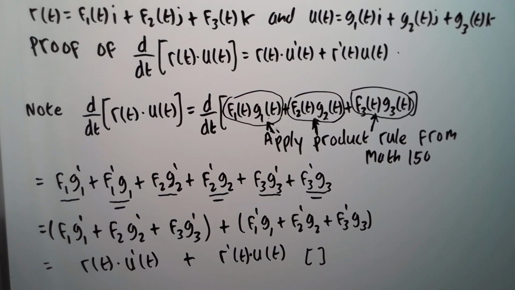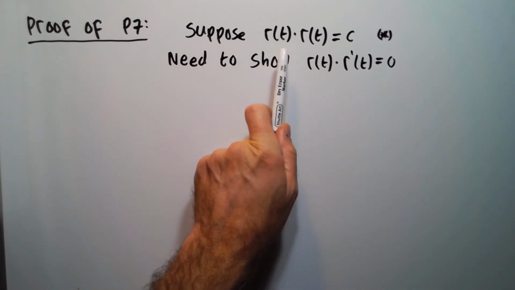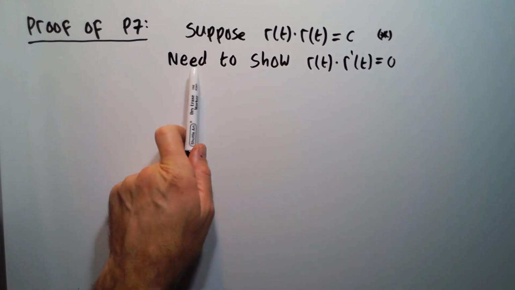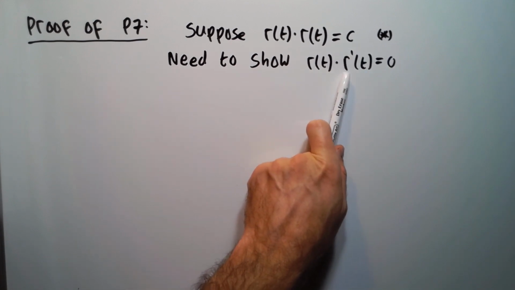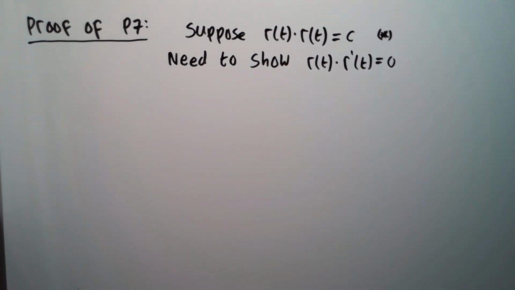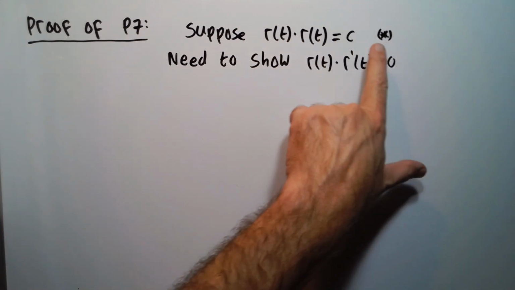Okay, I'm going to erase this now. Okay, so the proof of property 7, we're going to suppose that r(t) dotted with itself equals some constant. We need to show then that r(t) dotted with r prime of t is equal to 0. Okay, so let's first take the derivative with respect to t on both sides of star. Let me write that.